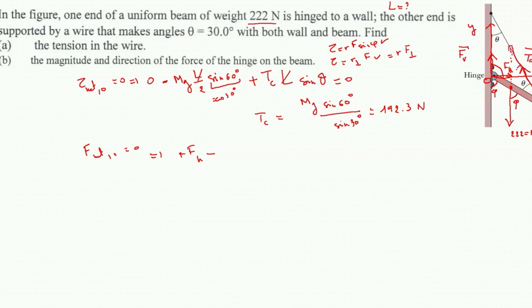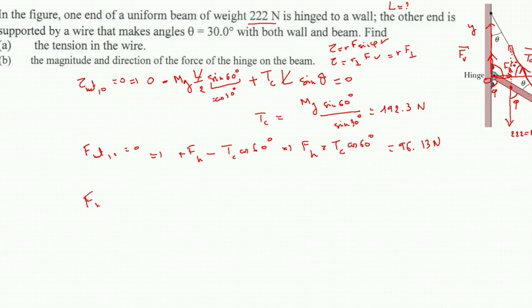And by the way, this angle here is equal to 60 degrees. So if I project, I will have minus TC cosine 60 degrees. So F horizontal is just TC, which I found before, times cosine 60 degrees. You calculate, you get 96.13 Newton roughly. At the end, I will consider the number of significant figures.